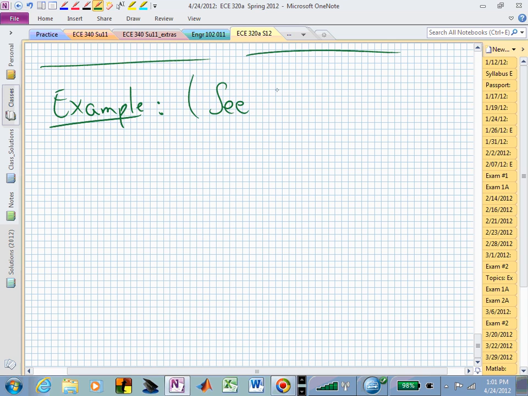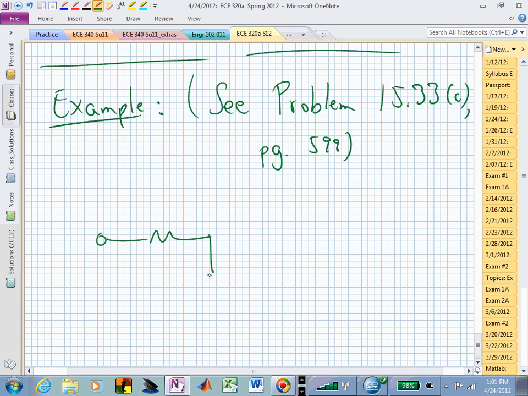So you could now look at problem 33C on page 599 of the textbook, and here's the circuit. We have a resistor and another resistor, then we have a capacitor. That's going to go into the inverting terminal. The non-inverting terminal I'm going to connect to ground. There's my output, and that's measured relative to that same reference ground location.